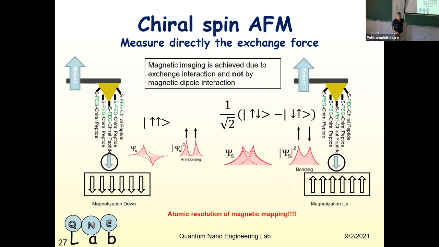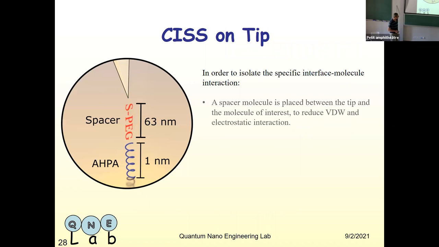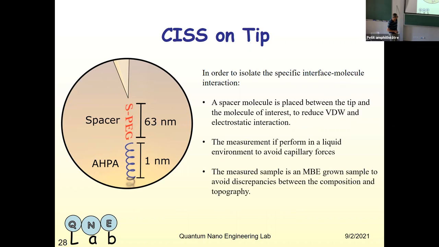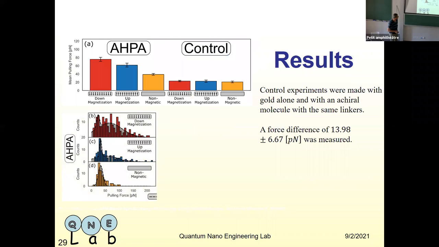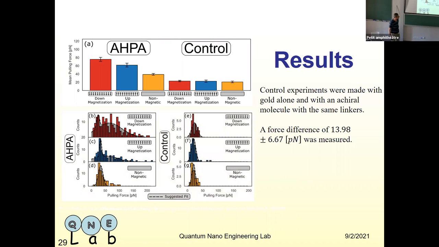And we should be able to map the magnetization locally, in principle at the nanoscale, but also we can measure the kind of forces we are dealing with. Again, the tip, the measurement performed in liquid, and those are the results. You see with up or down magnetization, on the right side is the control, with non-chiral molecules sitting on the tip. There you see only the non-specific forces, the electrostatic forces between the tip and the substrate. But on the left side, you see the non-specific forces, but also the exchange forces. And you see a difference between up and down magnetization.